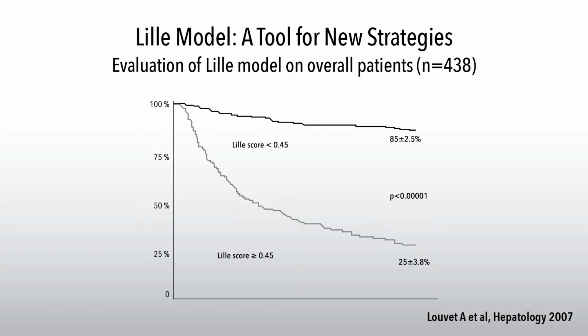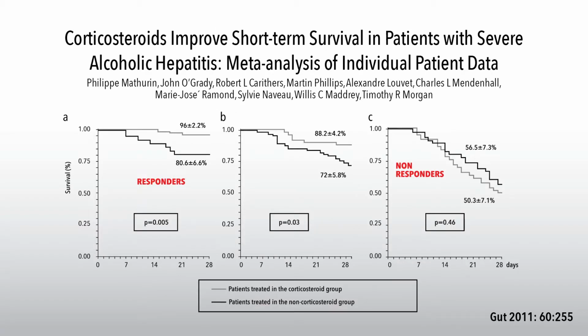Interesting here again, talking about survival differences with the Lille score using that 0.45 cutoff. A little bit more, responders versus non-responders, looking at this difference in survival. Non-responders, no differences in survival with steroids, looking out 28 days.